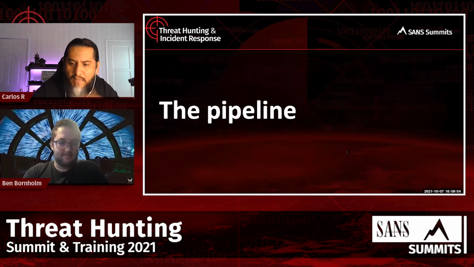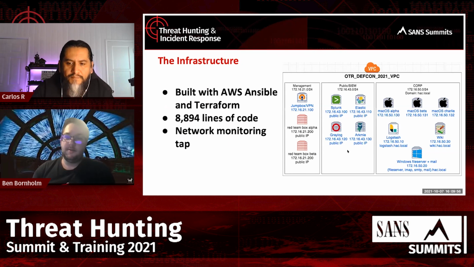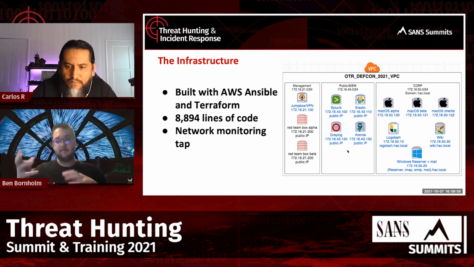So let's talk about the pipeline. Here's the network diagram on the right of the infrastructure we set up in AWS for this workshop. We built it in AWS using Ansible and Terraform, and all those lines of code combined were about 9,000 lines of code to spin up the entire infrastructure for our workshop. And one of the really cool things we got to do was demonstrate how to use a network tap in AWS to actually collect network traffic, which we'll talk about how we use later in this presentation.